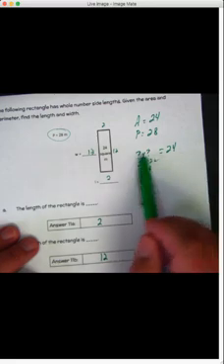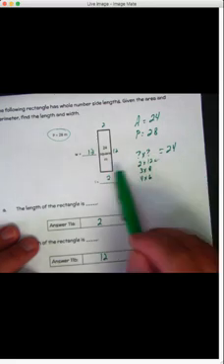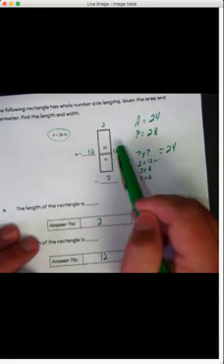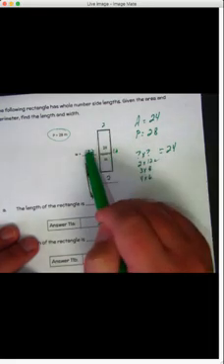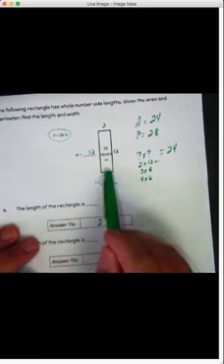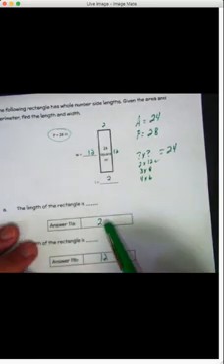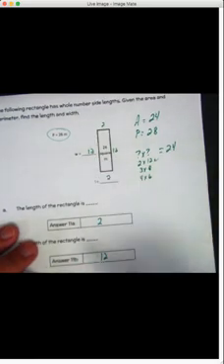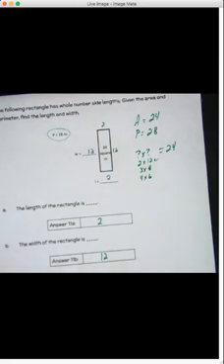And I tried 2 and 12, and guess what? It worked. 2 plus 2 is 4, plus 12 is 16, plus 12 is 28. So the short side length is 2. The long side, the width is 12. All right, I know you can do this today. It's a bit tricky, but you're smart. You can do it. Go take off and get it done now.